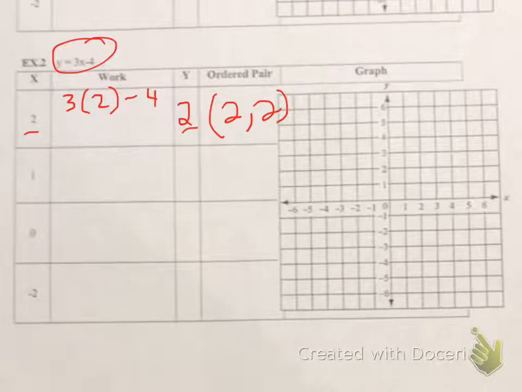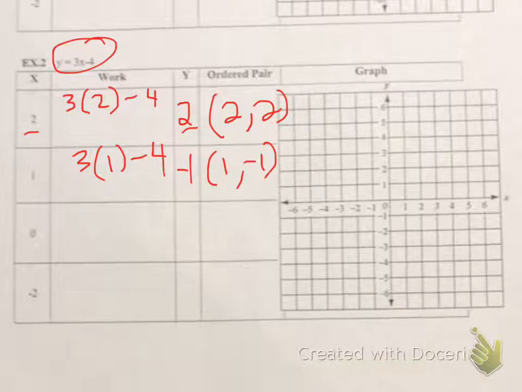This time I'm substituting in the number 1. So 3 times 1 minus 4. 3 times 1 is 3. 3 minus 4 is a negative 1. Again, you can just punch these in your calculator. So I put 1 in, I got negative 1 out. So my ordered pair is 1, negative 1.